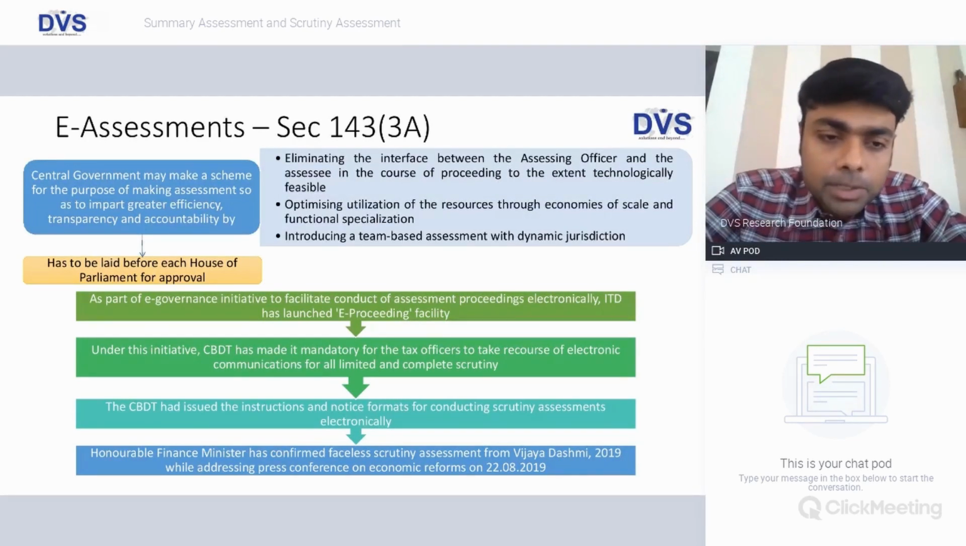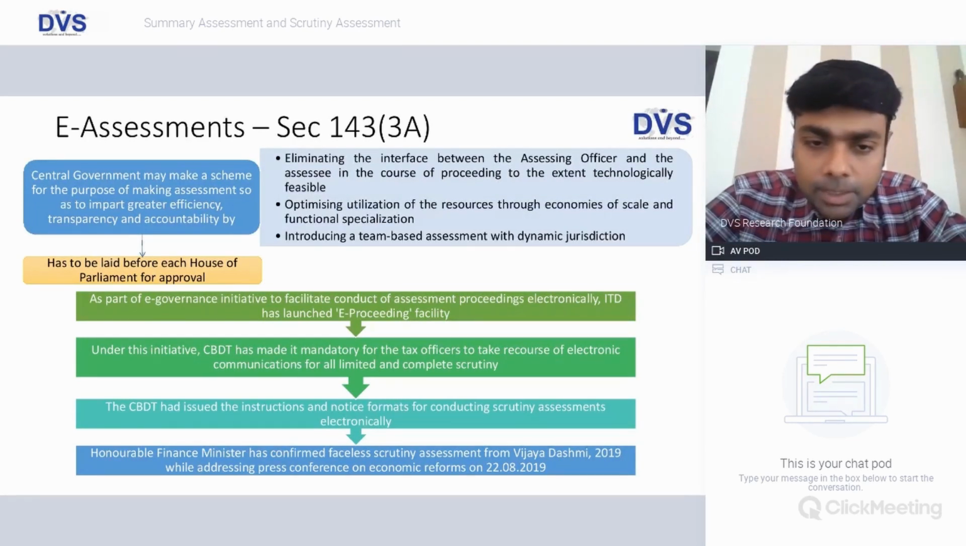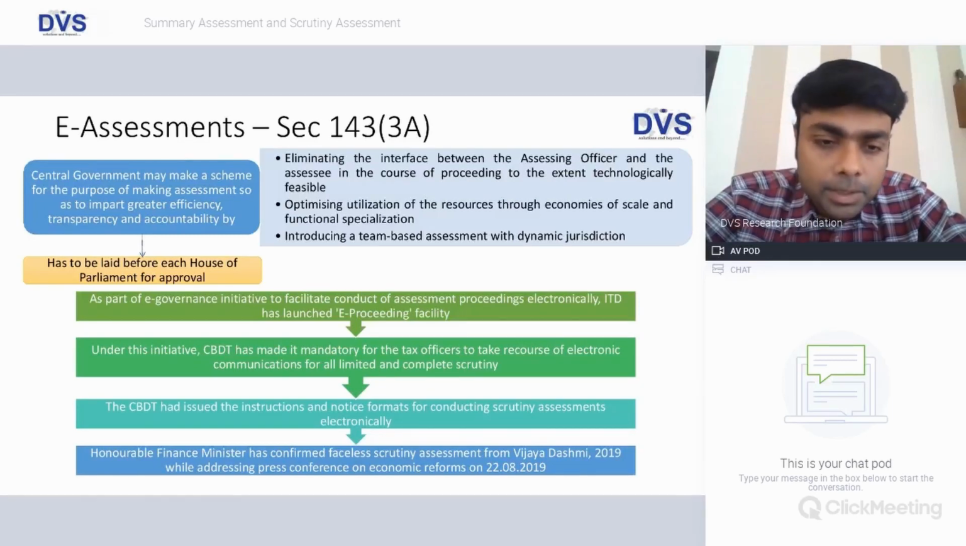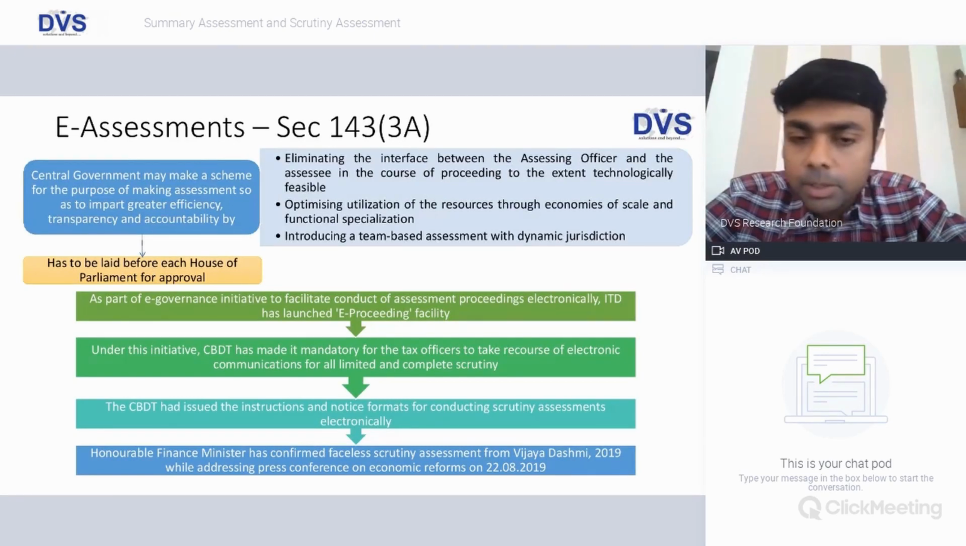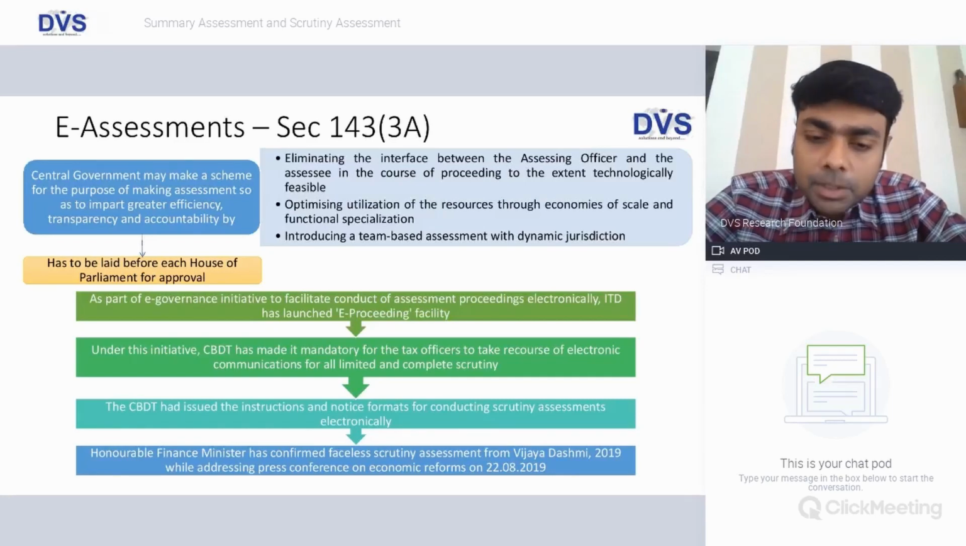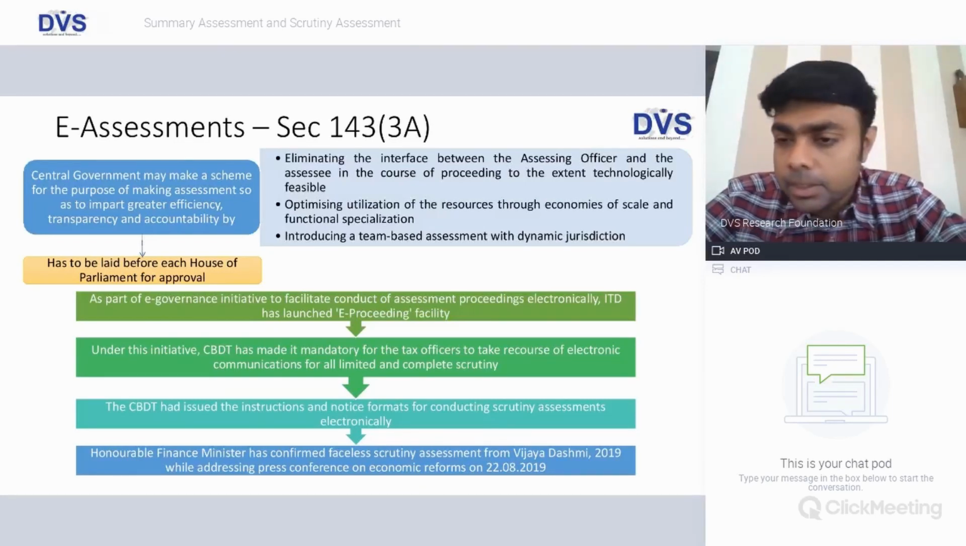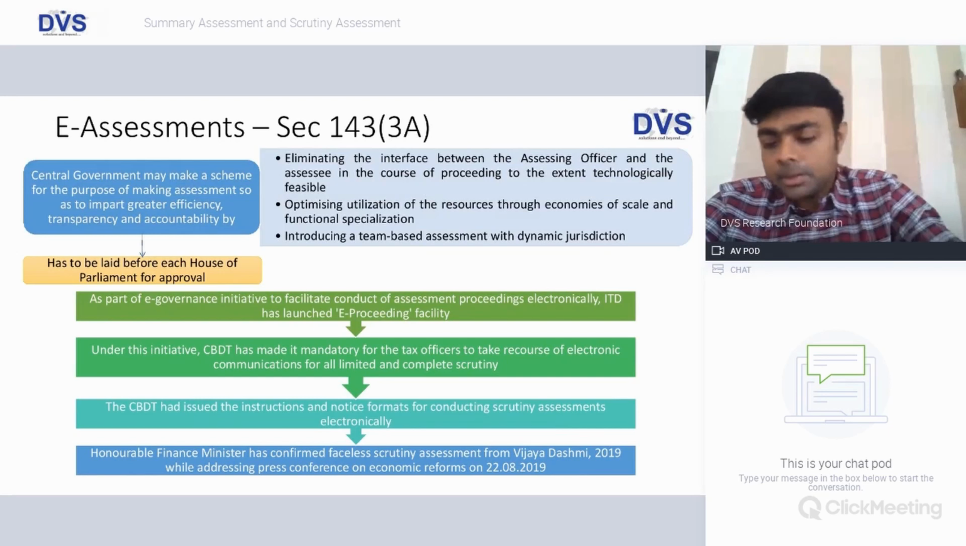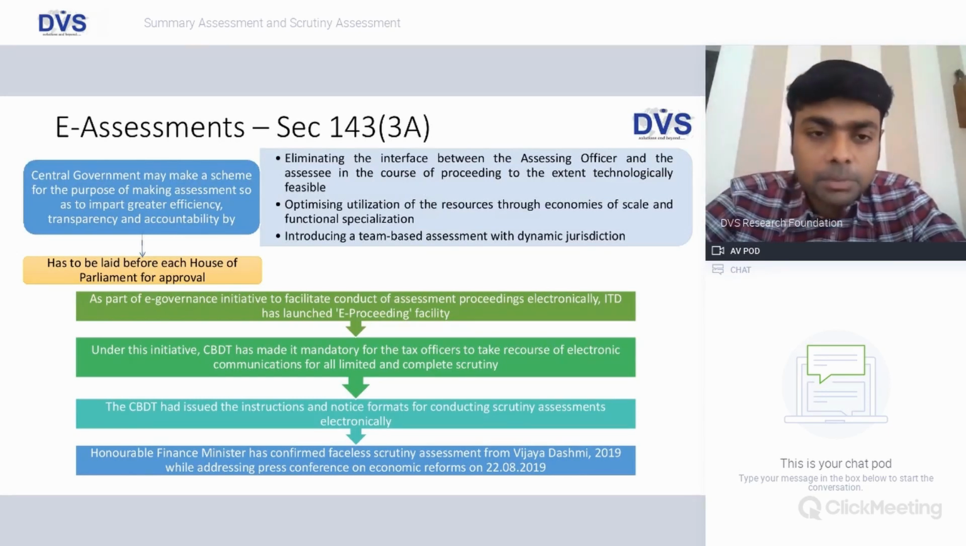As part of the e-governance initiative to facilitate assessment proceedings electronically, it has launched the e-proceeding facility. Under this initiative, it is made mandatory for all tax officers to take recourse to electronic communication for all limited and complete scrutiny. CBDT has issued instructions and notice formats for conducting scrutiny assessments electronically. The finance minister has also publicly said at the end of last month that this will go live from Vijayadashami, which is effectively from mid-October next month.